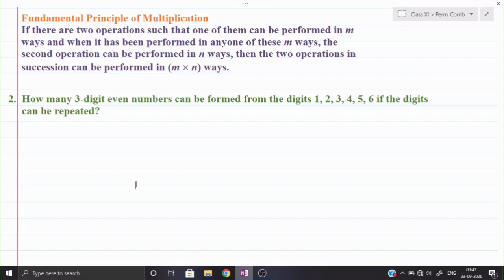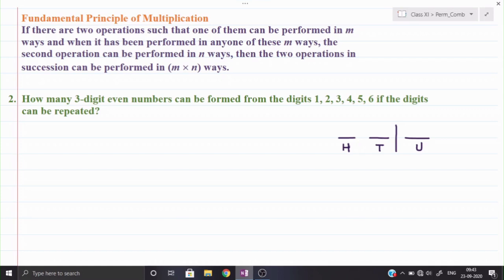So see, first of all, I make a structure of a 3-digit number, 1, 2 and 3, and here I make partitions. This is my unit place, this is the 10th place and this one is the 100th place. As you can see, I have taken 3 places, so the number will definitely be formed 3-digit only; that we have ensured here.